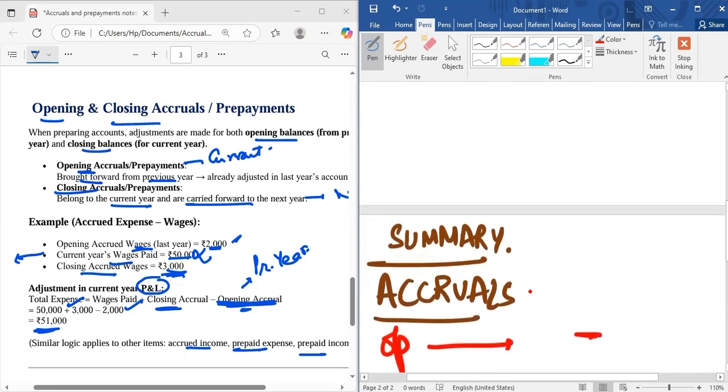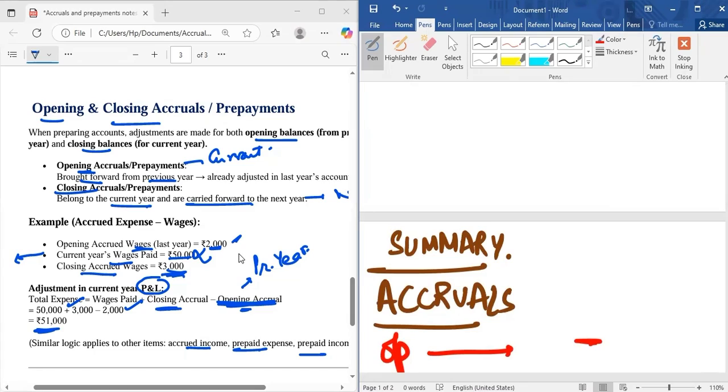In the next video, we are going to look at the questions. I will pick the questions from various sources and we will see how we adjust this opening and closing. Till then, you should revise it. Just memorize it, or in fact, you should know the logic. Why do we add it and why do we subtract it? If they relate to the current year, add it. If they relate to the next year or the previous year, subtract it.